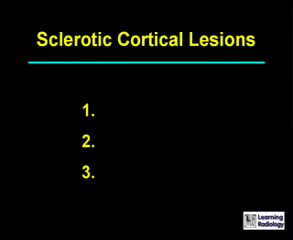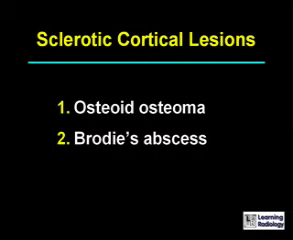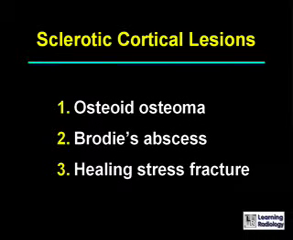Here's the next differential diagnosis. Pause the player. The differential diagnosis is for a sclerotic cortical lesion in bone. There are 3 major causes. Pause the player. The causes of a sclerotic cortical lesion include osteoid osteoma, a Brodie's abscess from chronic osteomyelitis, and a healing stress fracture.